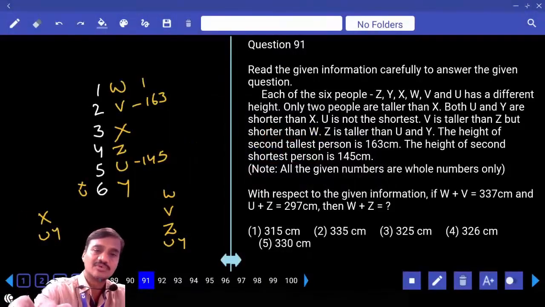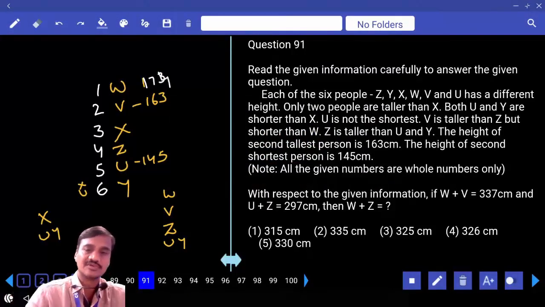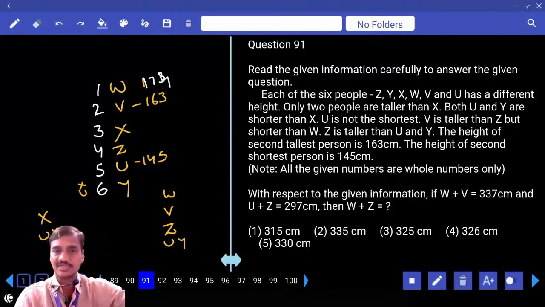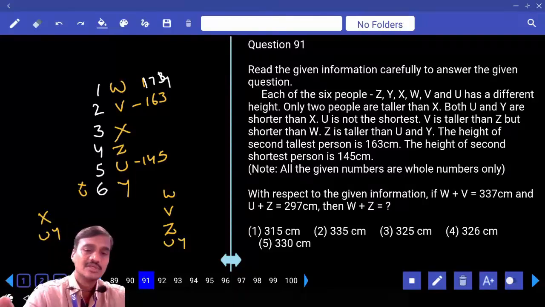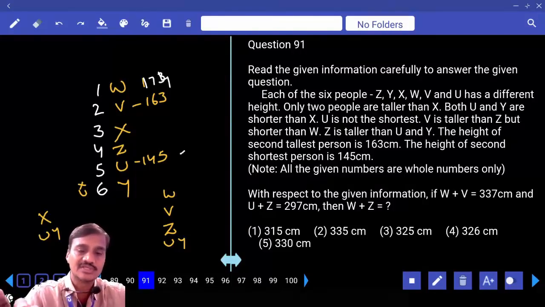Tell me, what does this come to? W is 174, 16 plus 17, 33. 33 plus 4, 37. Right? And 337. Does it match or not? And in the same way, U and Z should be 297. U and Z should be how much? 297. U is 145.